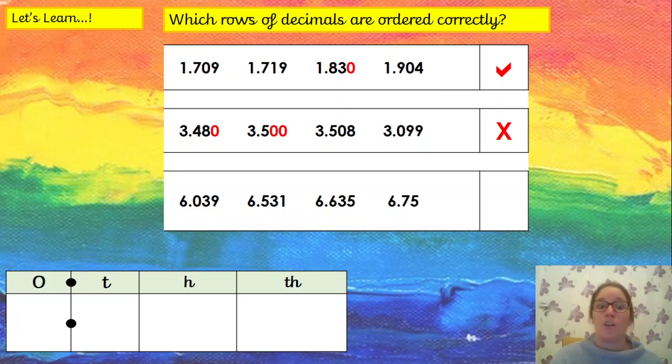And then we've got our final one. We've got 6.039, 6.531, 6.635 and 6.75. Is that in the correct order? It is. And again, I've just added that 0 to remind you. Okay, good job.